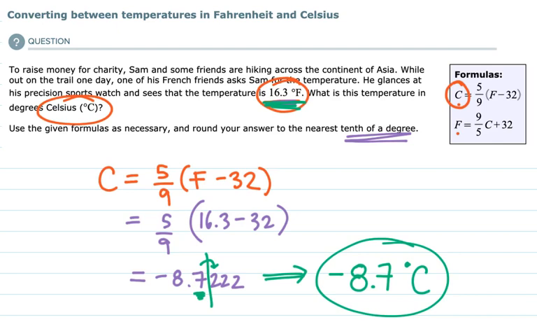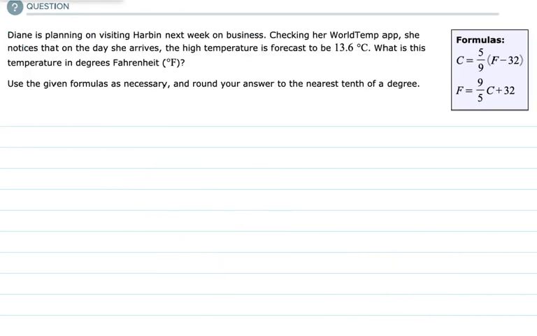Let's do one more. Okay, we look at this one, and they give us 13.6 degrees Celsius, and we want to find how much that is in Fahrenheit. So the question is, which of these two formulas should we use? Well, we're missing Fahrenheit, so we should use the equation that gives us Fahrenheit as our answer.